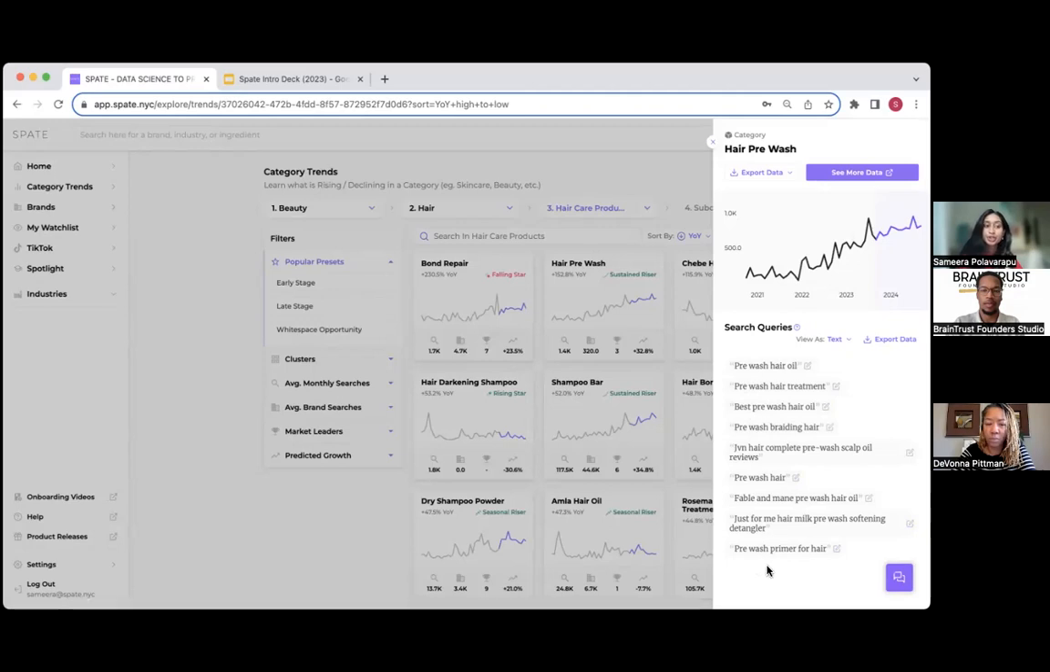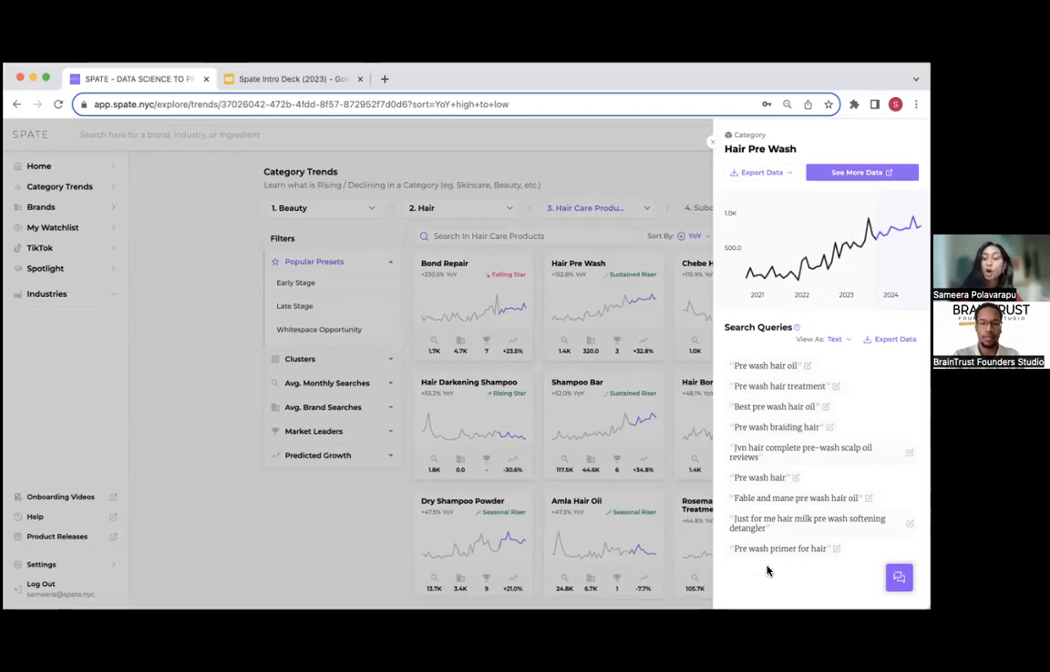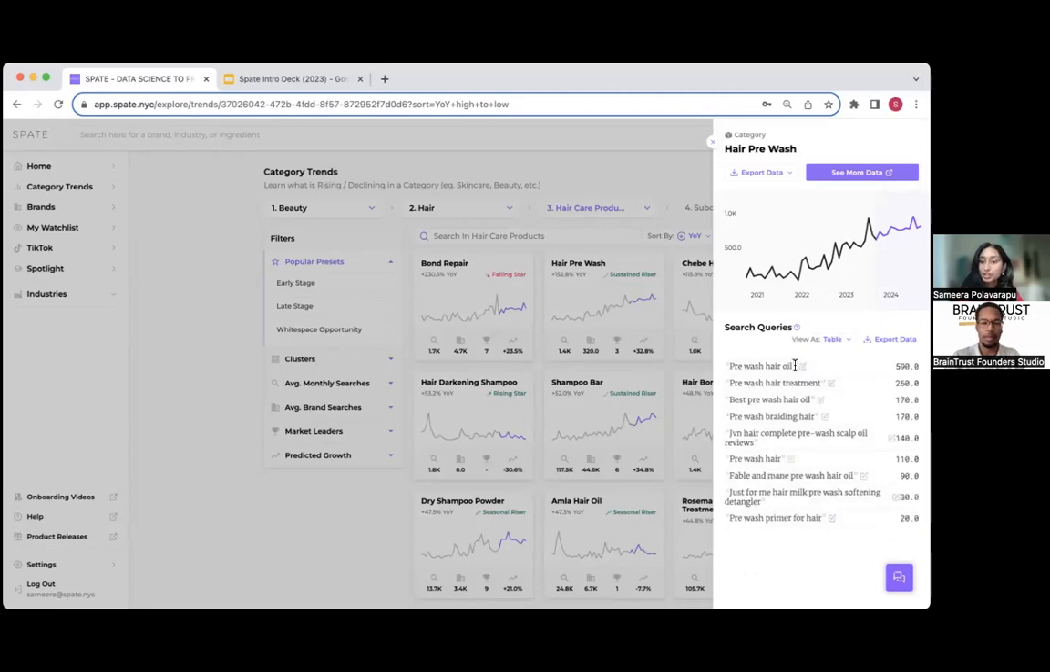The search query section is where you're able to read through really qualitative perspectives on what people are saying. And by switching this to a table, you can see exactly how many people are searching these exact terms every month, how often they're being searched. And it's going to also include brands. So it's a mix of both. And that's where you'll be able to see how they rank against each other.